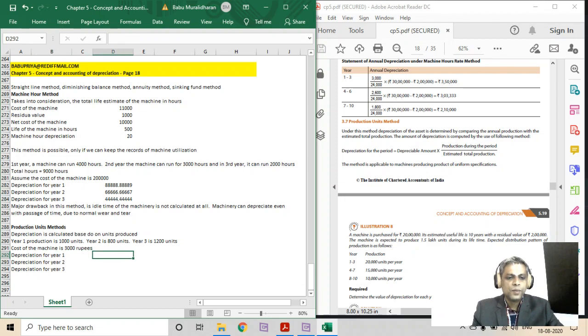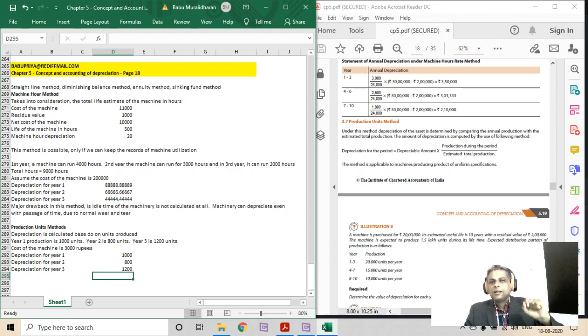Depreciation for year 1 will be 3,000 into 1,000 divided by 3,000, right? Year 2 will be 3,000 into 800 divided by 3,000, and year 3 is going to be 3,000 into 1,200 divided by 3,000. So if you see here, this is an interesting one, right? There's a dip in production and depreciation is charged basis the units produced.